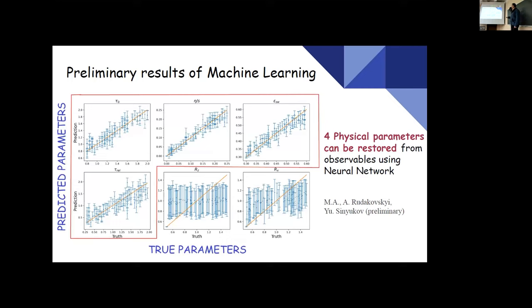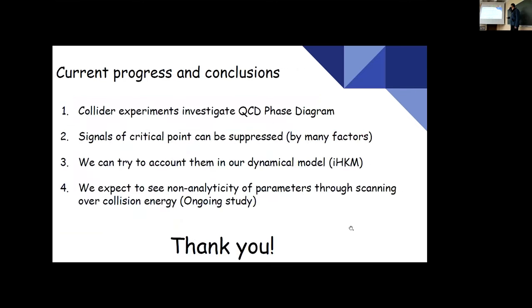And so in the ideal case, they should all be aligned along this orange line. But we can also extract from the neural network deviations, like standard deviations. They are shown here. And you see that there are also some parameters that couldn't be recovered from the neural network. They are actually not very physical, but they are technically needed for the model to work. You cannot recover them, but they create noise, and they do not allow you to extract all these parameters perfectly. And this is, as I said, ongoing research with Anton Rudakovsky and also Yuri Sinyukov, and these are preliminary results. So that's basically all.